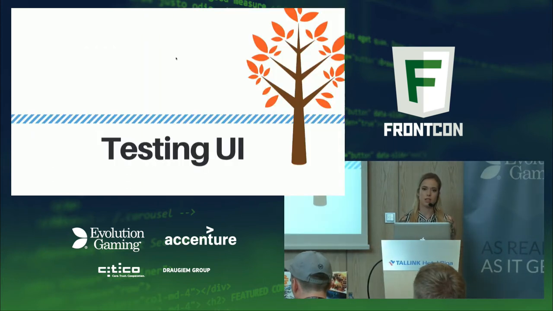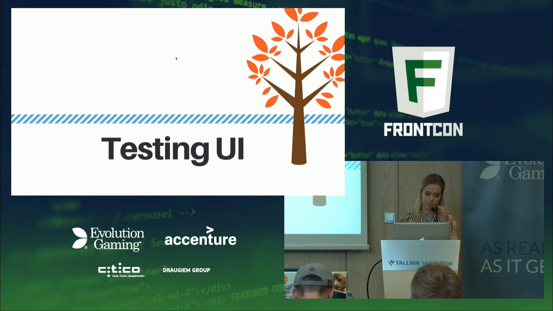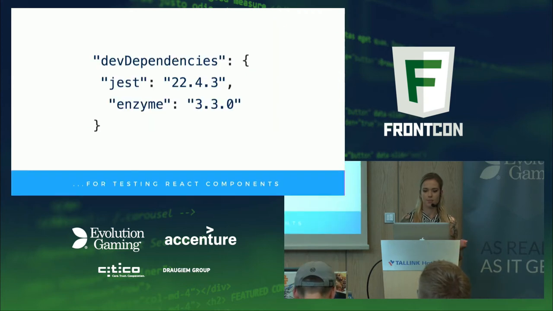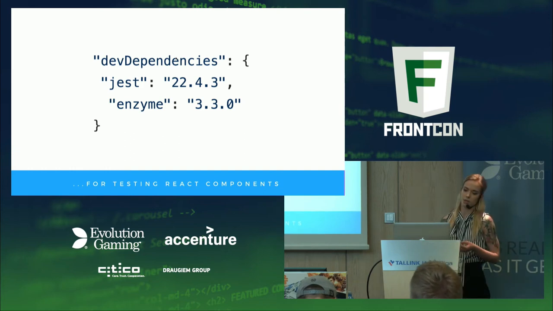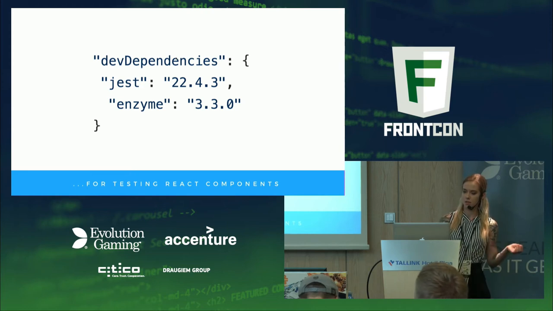But when it comes to testing UI and React components, well, it can get a bit more difficult. Because to render a React component for testing, you will need an additional library. I would recommend using Enzyme. Even in their documentation, Jest suggests this library. And to be honest, it's not a big deal to add it. It's still not a lot of configuration for testing the whole UI. I really like using Enzyme myself.